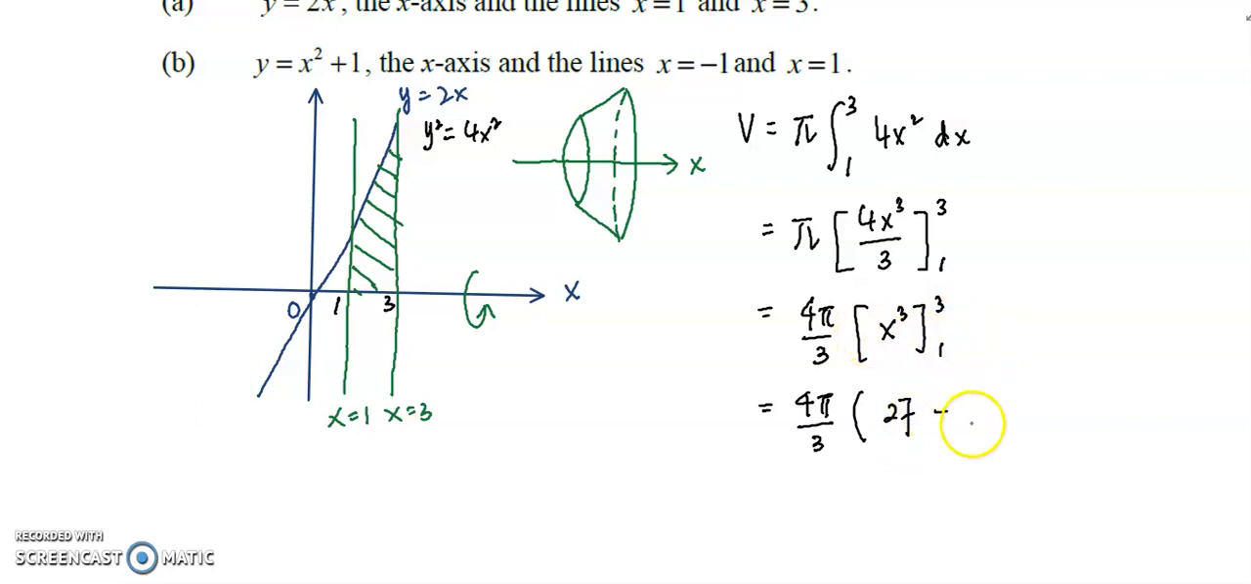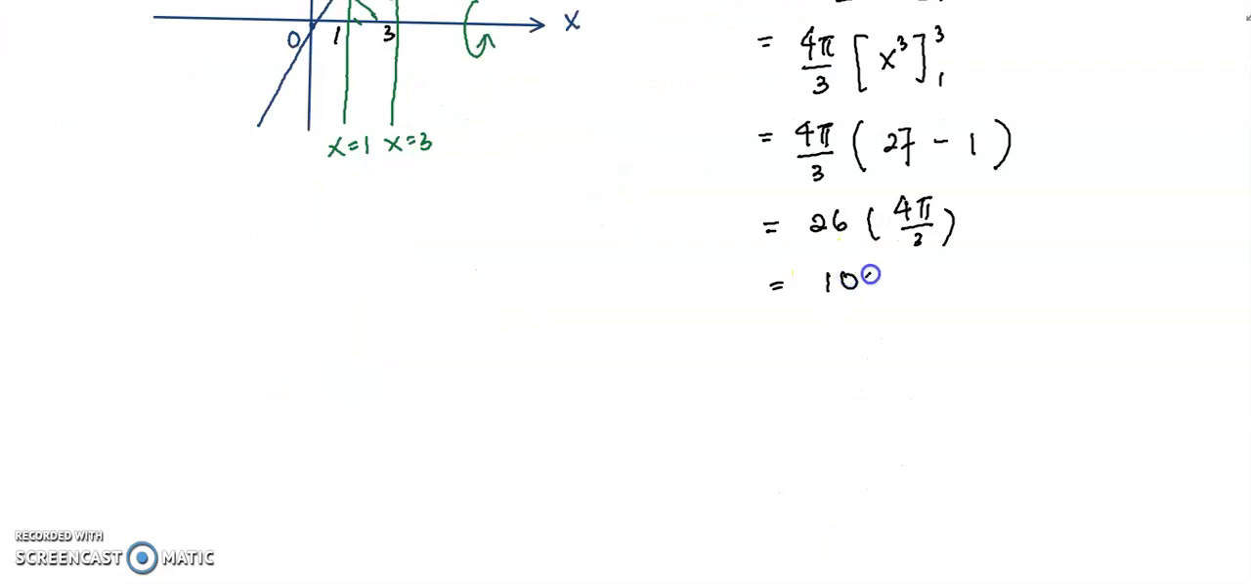Minus, substitute the 1 inside, you get this. Then you have 26. Alright, multiply by 4 pi over 3, which gives you 104 over 3 pi. And the unit is unit cube. Let's move to question B.